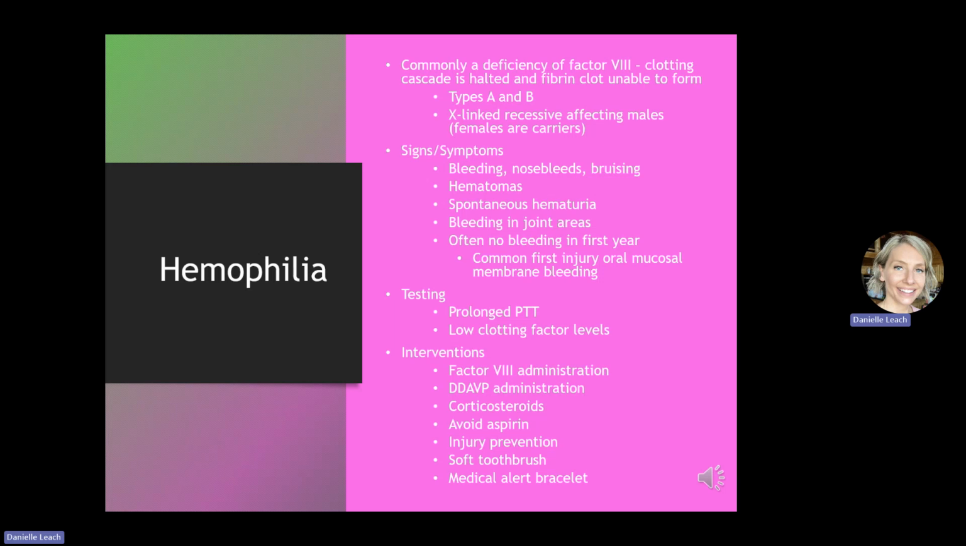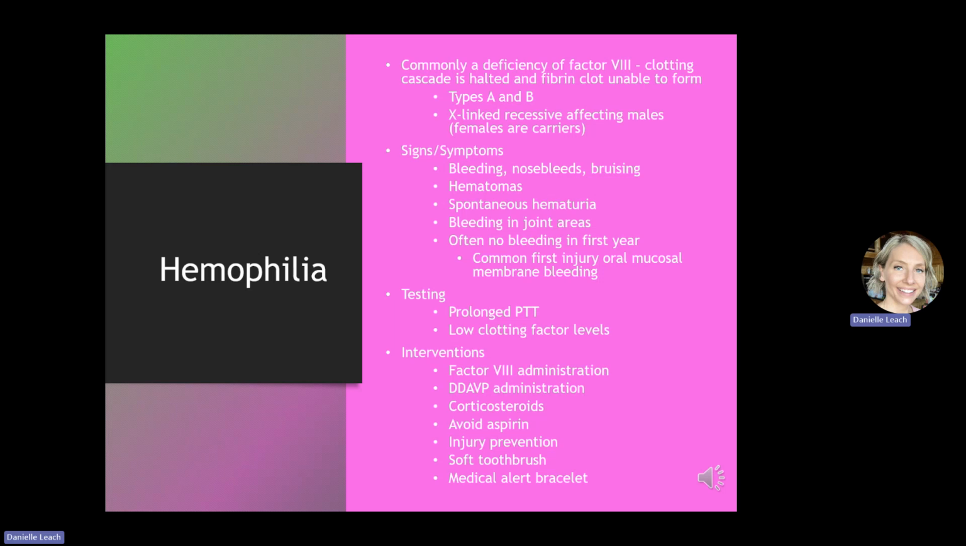Often there's no bleeding seen in the first year of life. Commonly the first injury where the parent, for example, may see bleeding is in the gums, when a tooth is starting to break through, or the child just gets an injury to their gums. But until the child starts to crawl or walk and then starts to fall down, we may not see as many instances of bleeding in an infant.